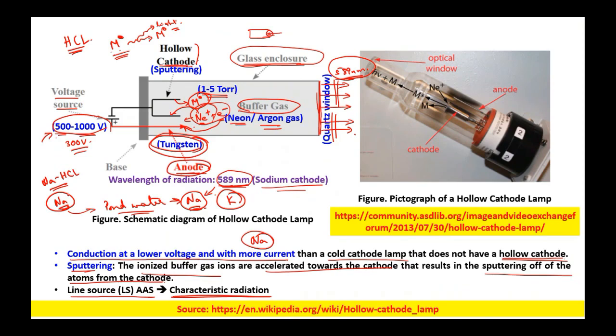In other words, when we use this sodium hollow cathode lamp, we need to be sure that we are analyzing only the sodium atoms. So here we have the characteristic radiation. The characteristic radiation from the sodium hollow cathode lamp will be able to excite these sodium atoms.